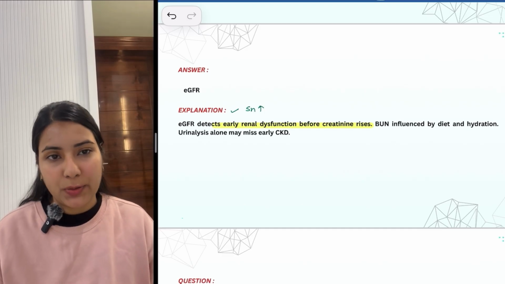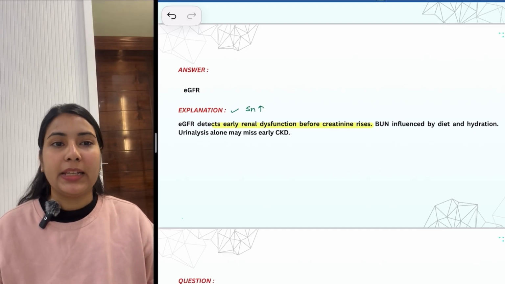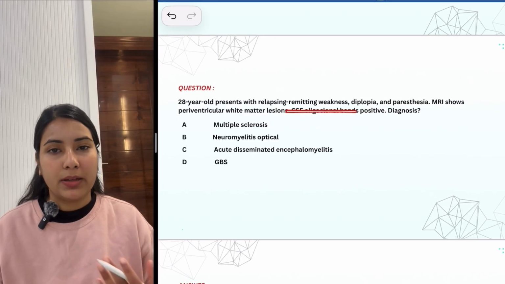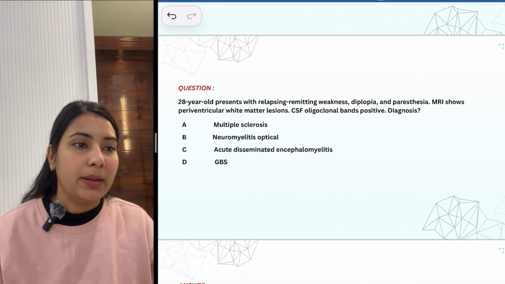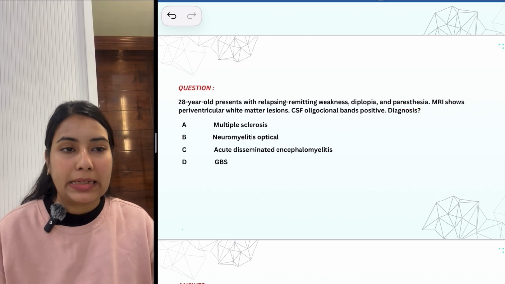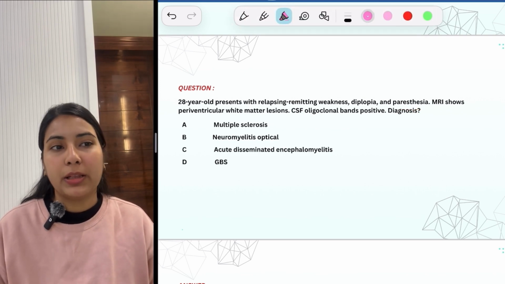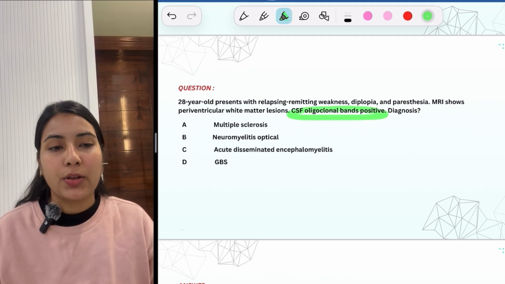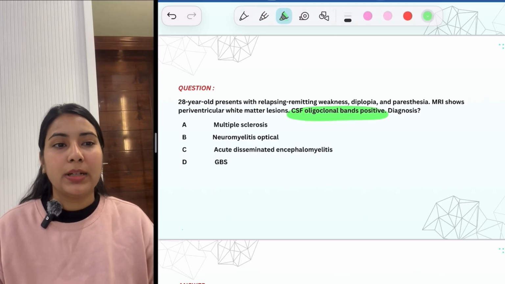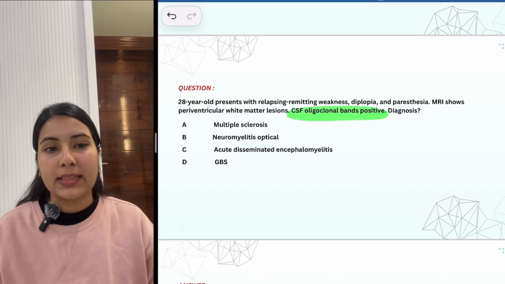Moving on to the next question. A 28-year-old presents with relapsing remitting weakness, diplopia and paresthesia. MRI shows periventricular white matter lesion. CSF shows oligoclonal bands. So the diagnosis is, your options are multiple sclerosis, neuromyelitis optica, acute disseminated encephalomyelitis, and D option is GBS.